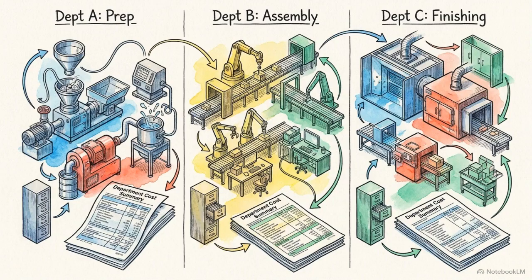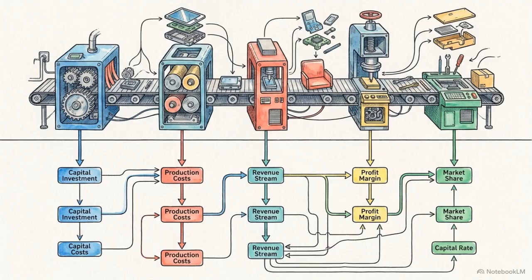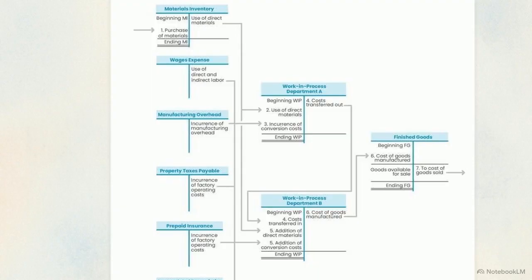Under process costing, you stop looking at individual projects altogether. Instead, you accumulate your costs by department. To accurately report the finances of a mass manufacturer, the accounting architecture has to perfectly mirror the sequential, continuous flow of the physical factory line. This flowchart maps out that financial architecture using T accounts.